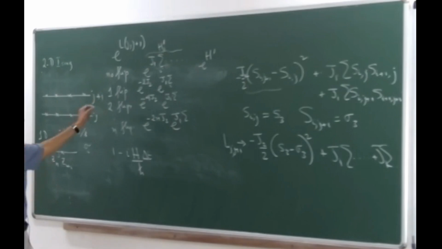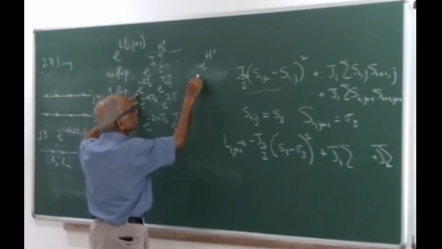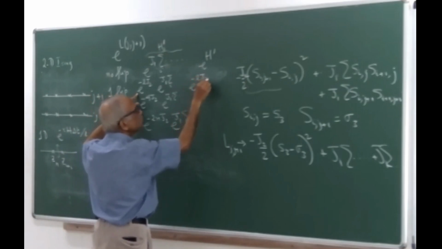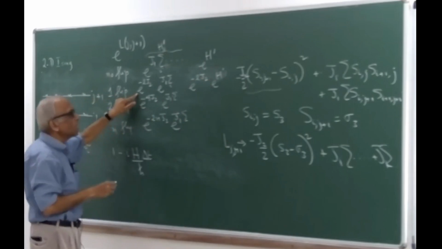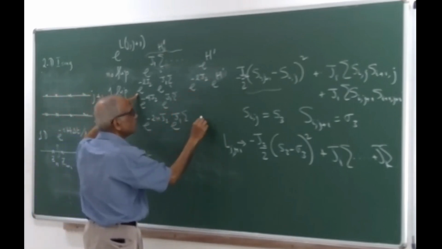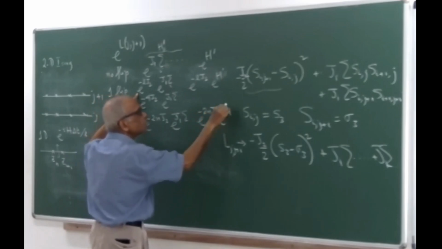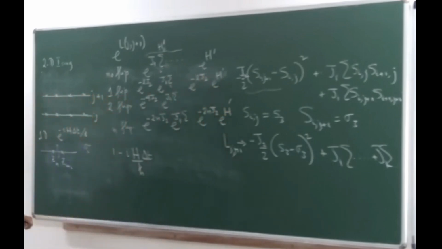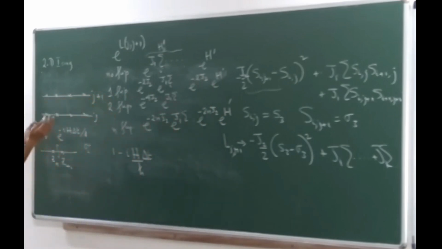When it comes to this, you notice that it is e to the power minus 2j2 times this e to the power h prime. And when it comes to these n flips, it is e to the power minus something, but this chap, this e to the power h prime, is always there, and you are multiplying by it.